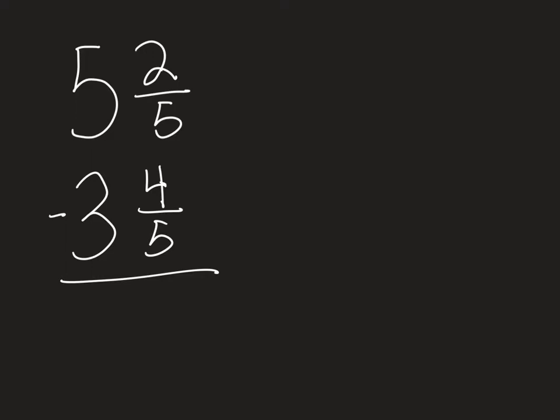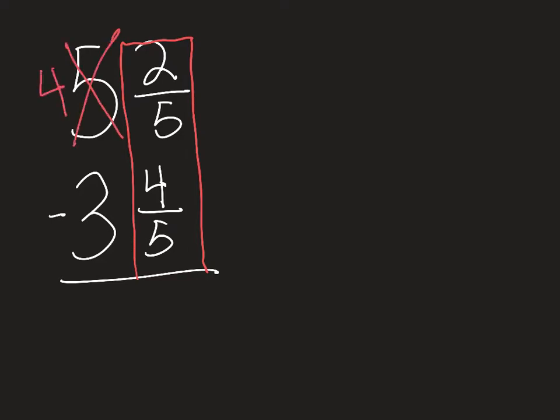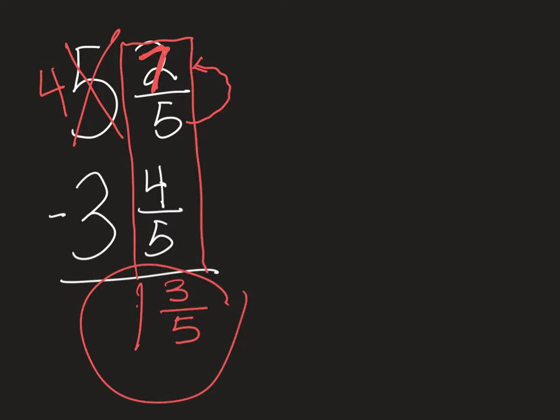Here we have 5 2/5. Take away 3 4/5. Start with your fractions. I can't take away 4/5 from 2/5, so I have to go next door and borrow from my 5, which becomes a 4. Then I add my 5 to my 2. So 5 plus 2 becomes 7. So now I can do 7 minus 4, which is 3. So that's 3/5 over here. And then I do 4 minus 3, which is 1. So my answer is 1 3/5.